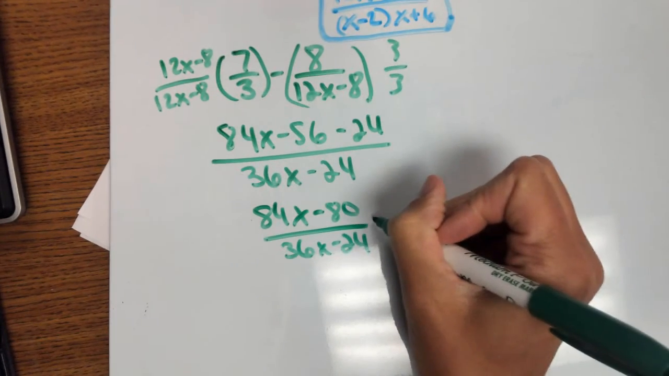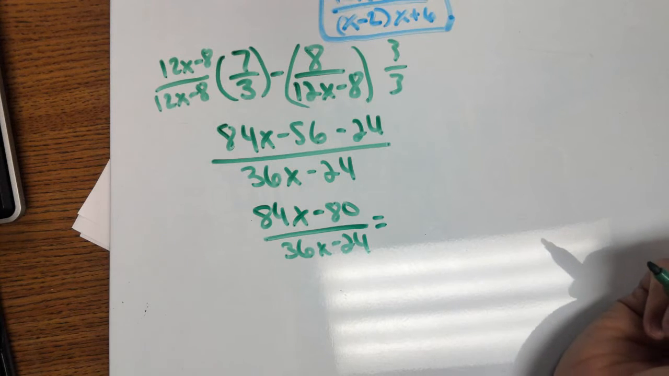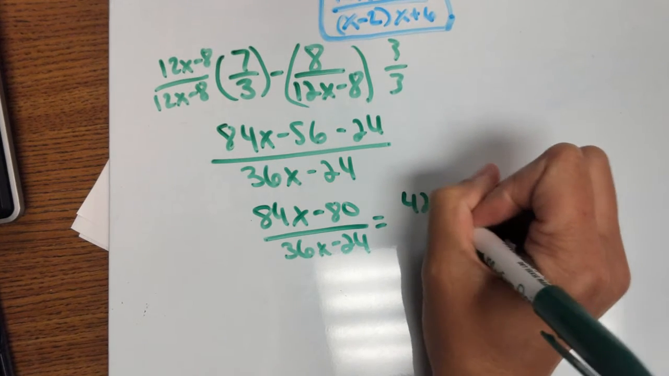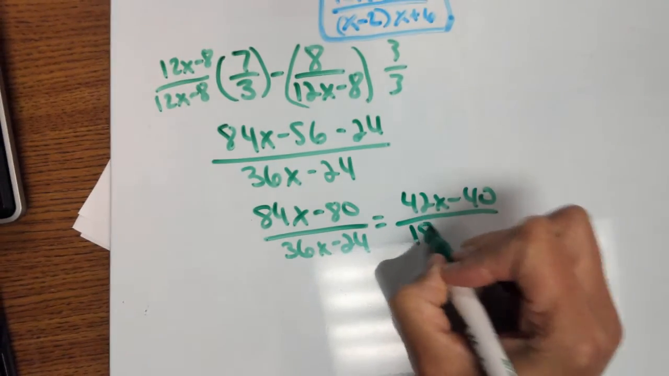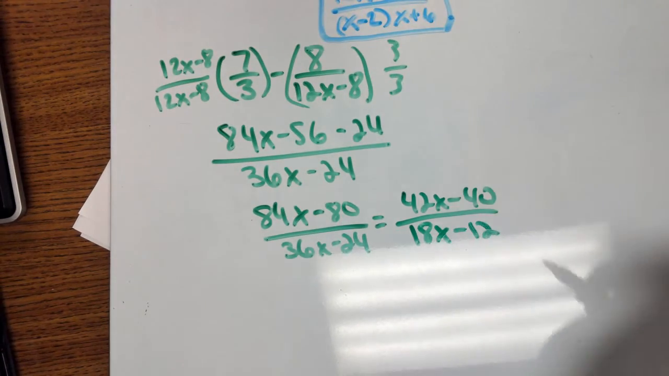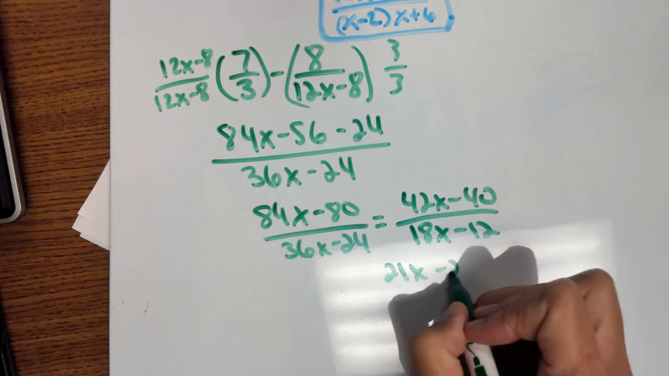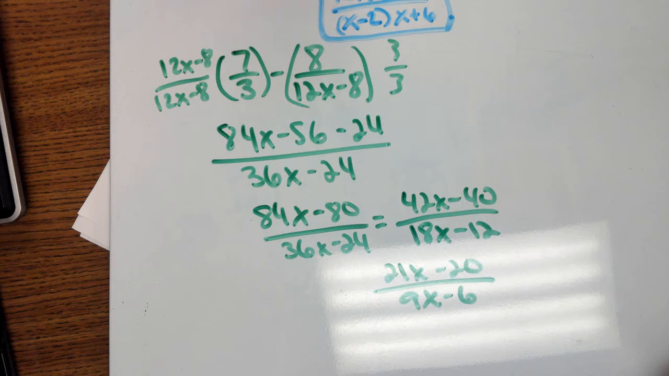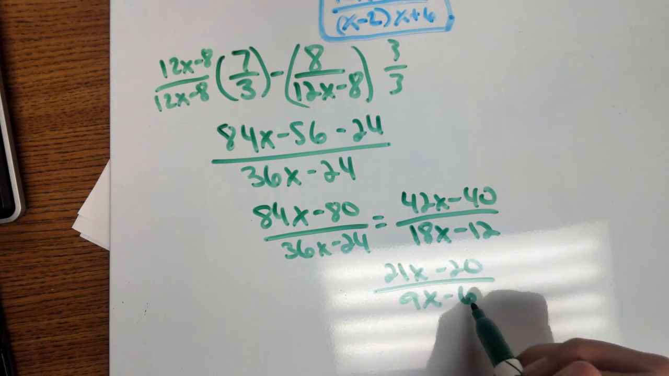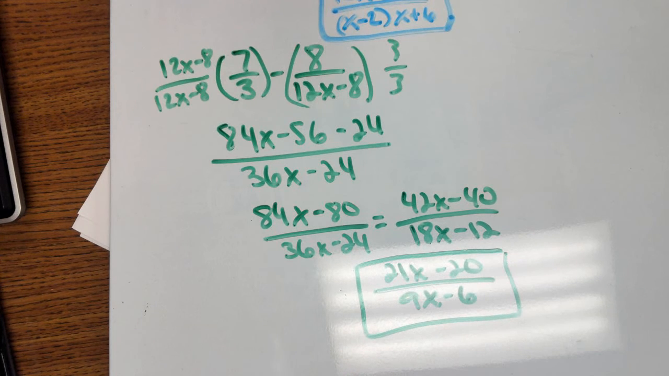Let's see, we can definitely simplify this. Let's just start by dividing by 2. So 42x minus 40 over 18x minus 12. We can divide it by 2 again, so we could have divided by 4. So 21x minus 20 over 9x minus 6. We could factor a 3 out of here, but it's not going to help us. So that would be your simplified version.